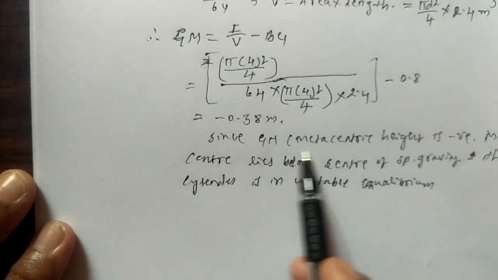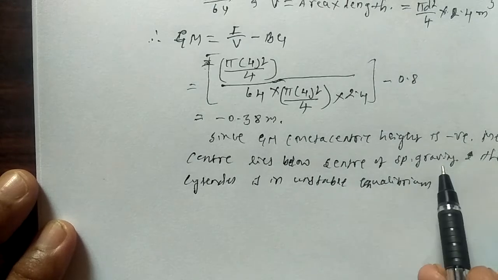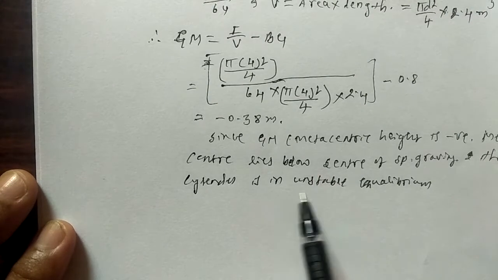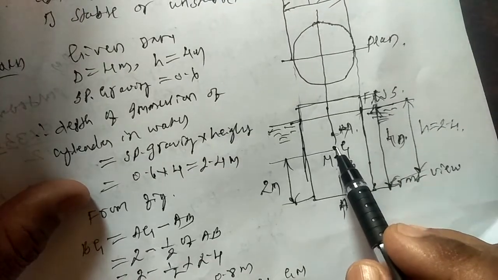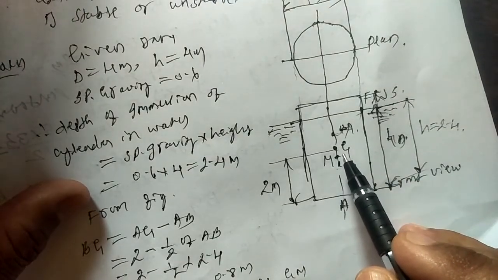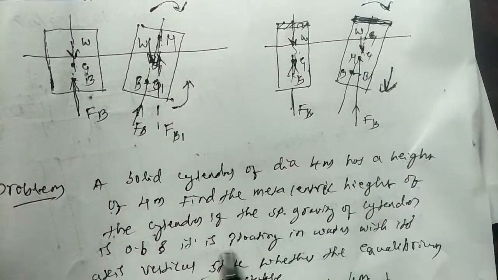Since the metacentric height here is negative, the metacenter lies below the center of gravity and the cylinder is in unstable equilibrium. You see here, because the metacenter lies below the center of gravity, the body is unstable, as I explained previously, the condition for unstable equilibrium. Thank you.